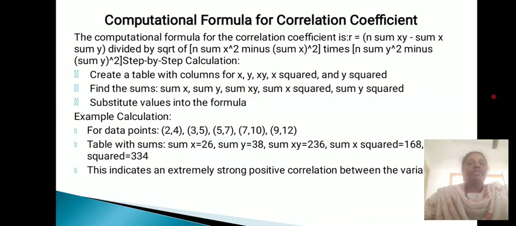Example calculation for data points (2, 4), (3, 5), (5, 7), (7, 10) and (9, 12). Table with the sums: sum x is equal to 26, sum y is equal to 38, sum xy is equal to 236, sum x squared is 168, sum y squared is equal to 334.